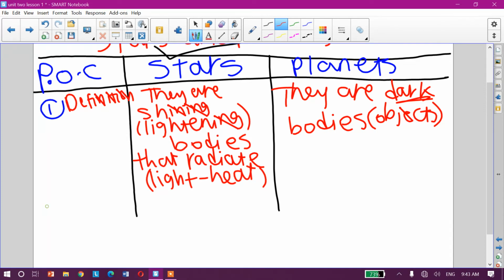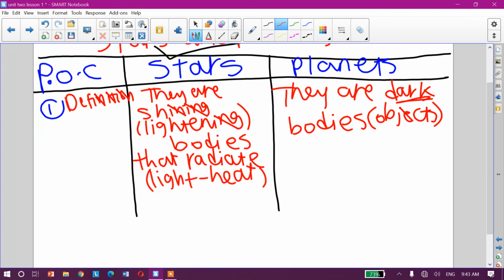Okay, what else? I will compare according to movement. Planets move. How do they move? They rotate or revolve around what? Yes, around the sun in fixed orbits. In fixed orbits.